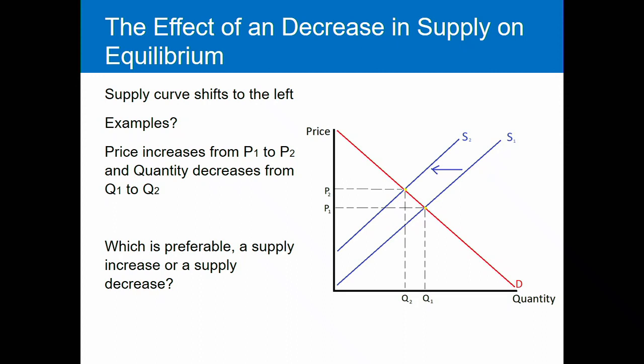The initial equilibrium point was P1 and Q1, where the first supply curve crosses the demand curve. Now as we shift the supply curve, the new equilibrium will be where the new supply curve crosses the demand curve. So we end up with quantity Q2 at the price P2. The price is going to increase, and the quantity demanded is going to decrease.